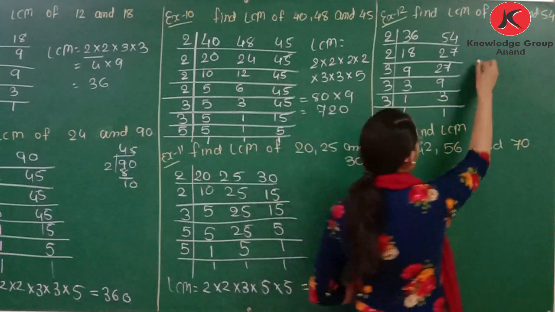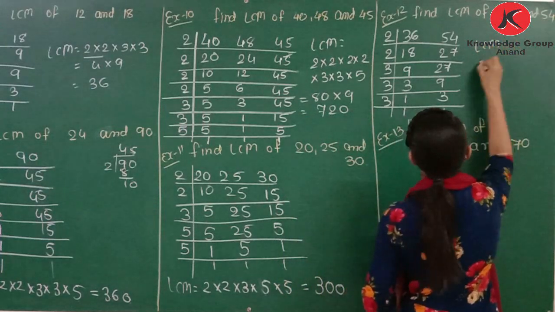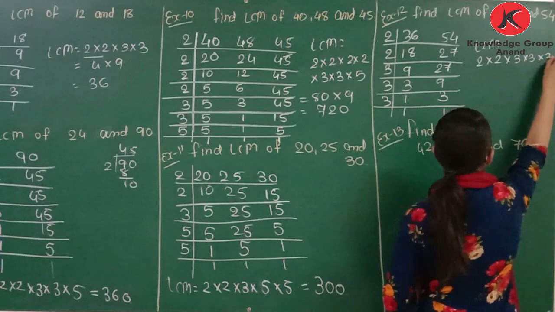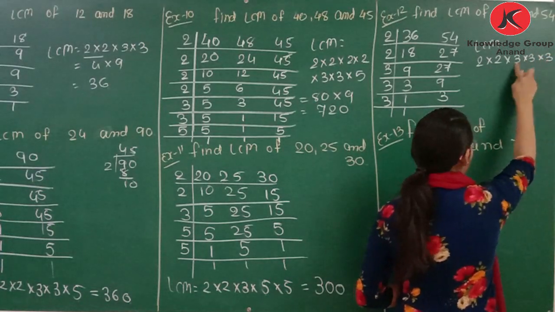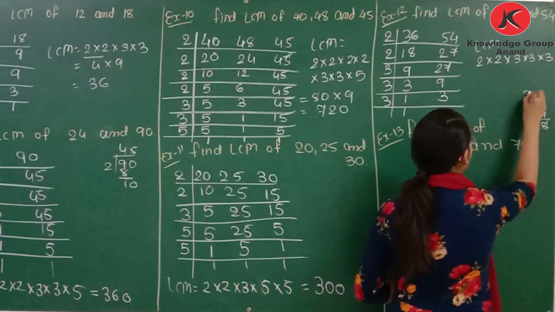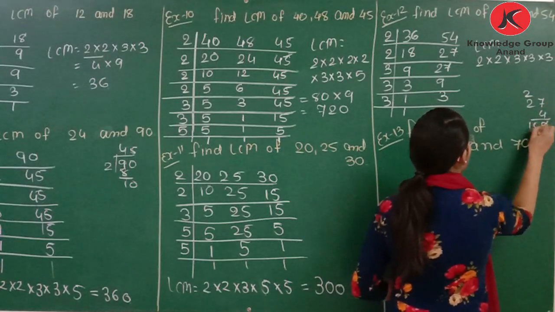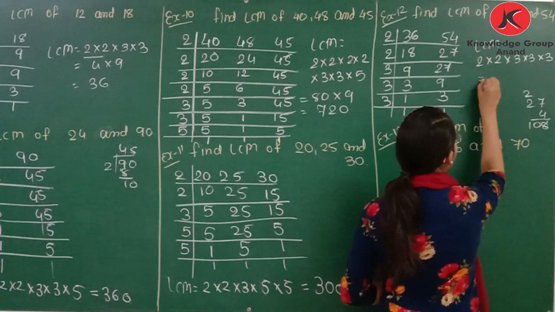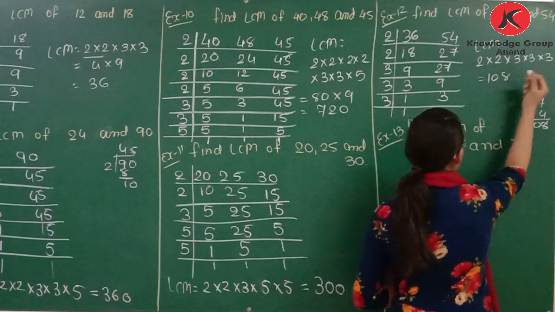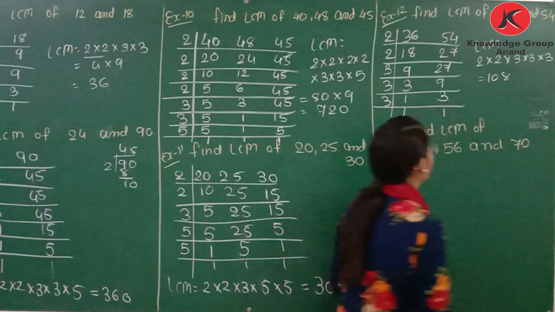So the LCM will be 2 multiply 2, 3 multiply 3 multiply 3. 3 3s are 9, 9 3s are 27, 27 4s are 108. It means 108 is the LCM of the numbers.